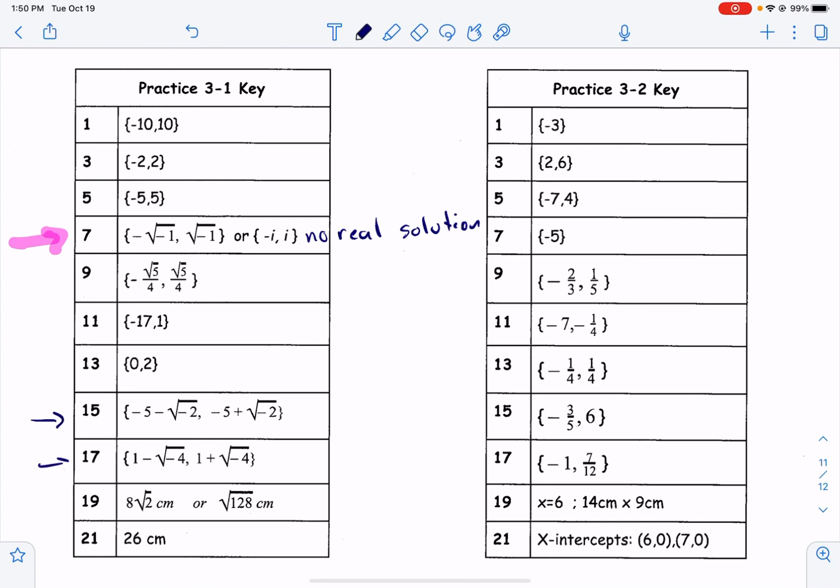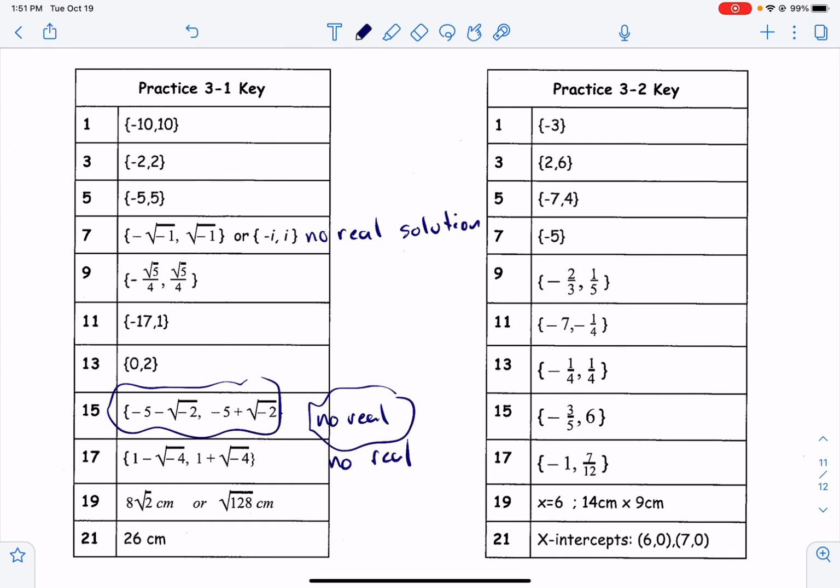Number 15 and 17. You might run into a similar problem. You've got negative roots. So you could say there's no real solution. That doesn't mean don't do the problem. That just means don't panic when you see the answer key and it has numbers as an answer. Those numbers are the solutions. They're just not real. So I will accept this answer, or I'll accept this one. They both work for me.